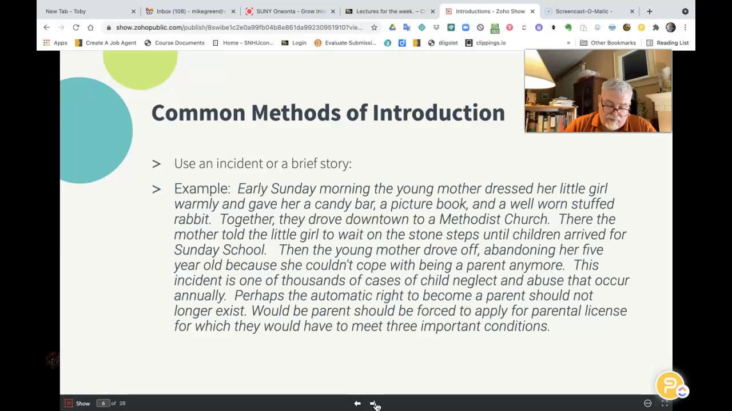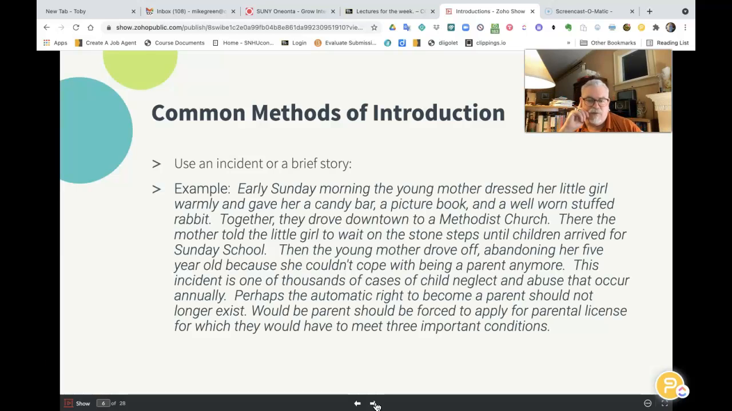Then the young mother drove off, abandoning her 5-year-old because she couldn't cope with being a parent anymore. The incident is one of thousands of cases of child neglect and abuse that occur annually. Perhaps the automatic right to become a parent should no longer exist. Would-be parents should be forced to apply for parental licenses, for which they would have to meet 3 important conditions, and she would go on there.